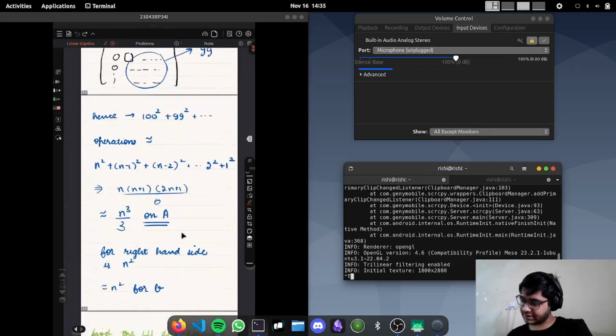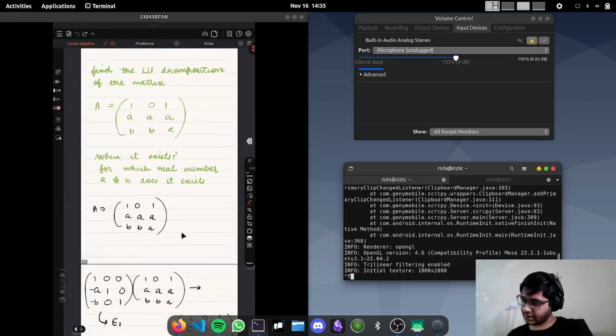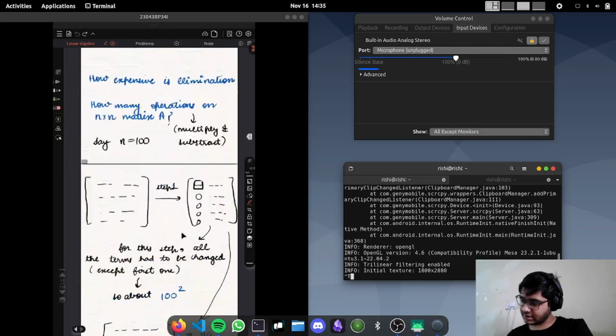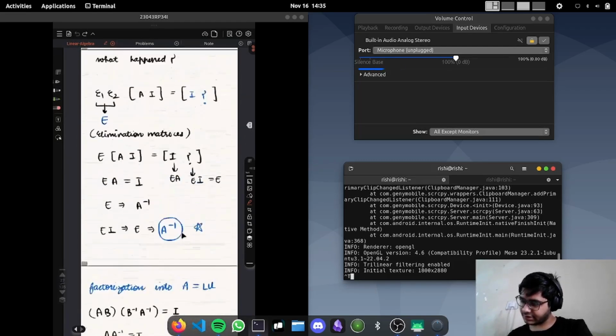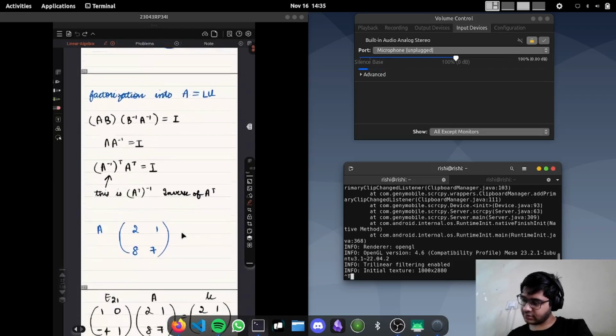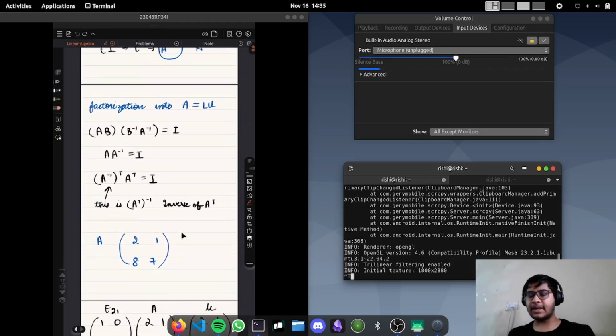Okay, so we have factorization into LU decomposition. Let's talk about the factorization into LU decomposition. So now what we were doing is multiplying a matrix with E to form a U matrix. Now what we are trying to do is split A into L and U.